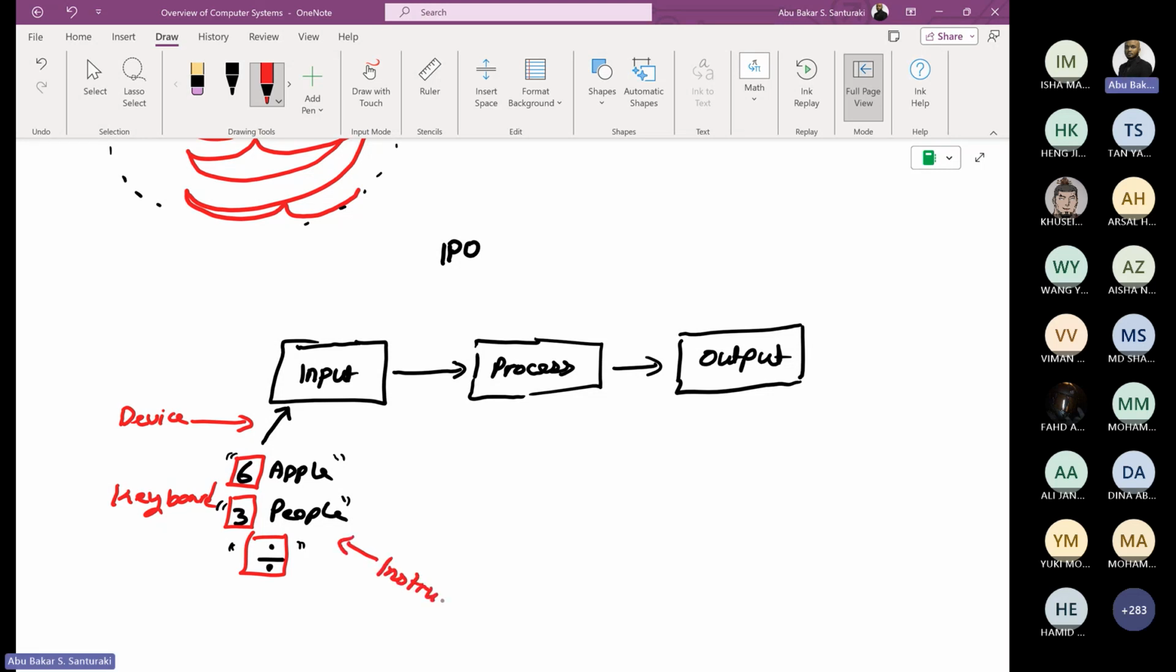So what is the instruction? Mathematically, the instruction is 6 divided by 3. Does that make sense to everybody? Can I get thumbs up? All right. So the input represents information about the real world that is fed into a computer. So the input device changes the nature of the signal to make meaning to the computer.